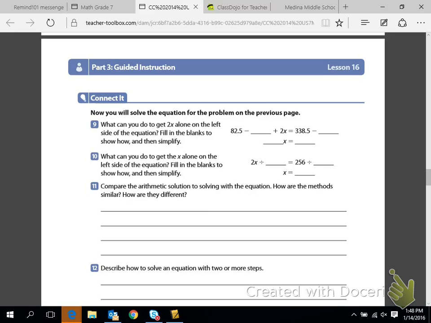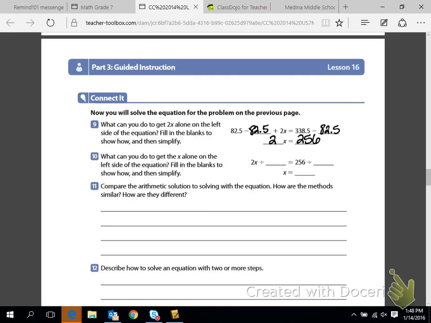So if we wanted the 82.5 to disappear on that side, we need to add its inverse, or subtract 82.5. And whatever we do to one side, we'll do to the other because we have to keep things equivalent. So we would also subtract 338.5 minus 82.5. That means on the left side of the equation, we would be left with 2x. And on the right side of the equation, we would be left with 256.